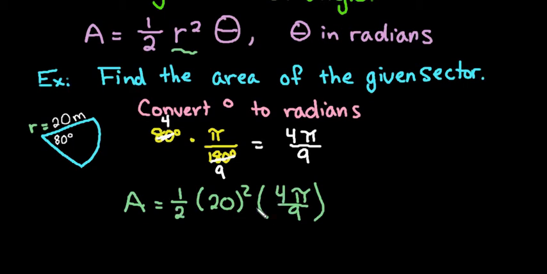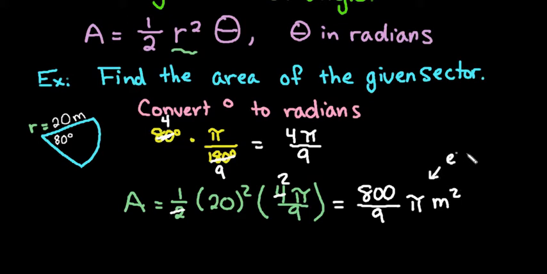Okay, so if I simplify this out, the 2 and the 4, I'm going to go ahead and reduce this to 2. 20 squared gives us 400, and 400 times 2 ends up giving us 800 over 9 pi, and I can't simplify that at all. So if you were looking for the exact area, you would leave it like this.